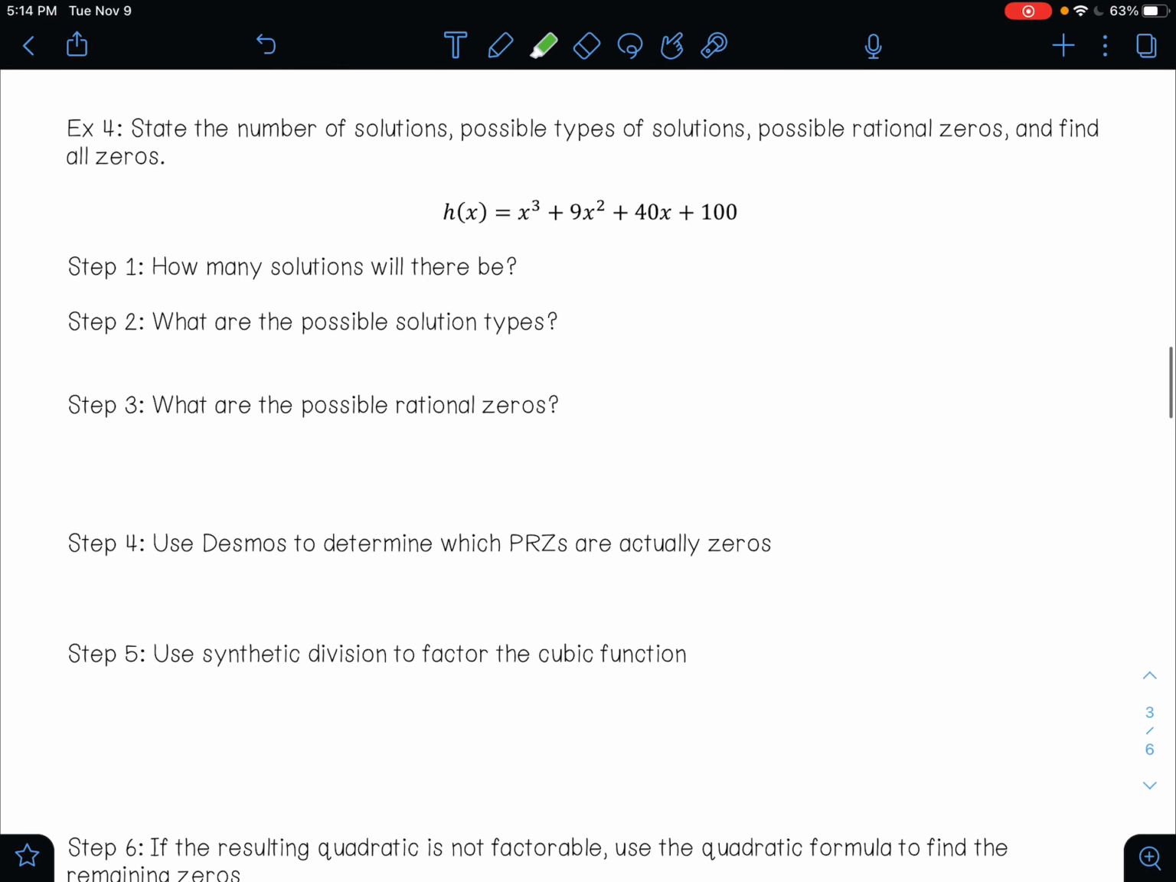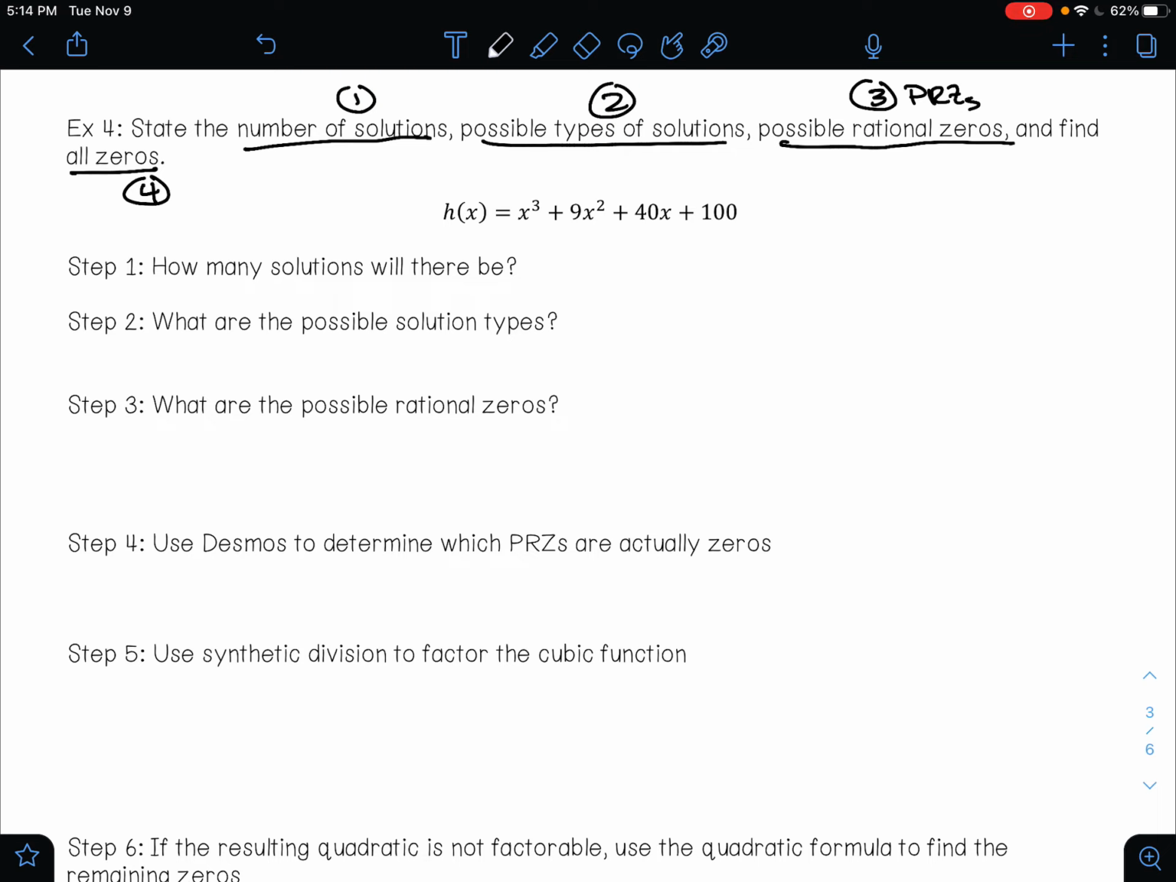Let's look at example 4. On example 4, it says state the number of solutions, the possible types of solutions, the possible rational zeros, and find all the zeros. So they're asking us to do 4 things. State the number of solutions, the possible types of solutions, the possible rational zeros, which are the PRZs, and then find all the zeros. So 4 different things that they're looking for here.